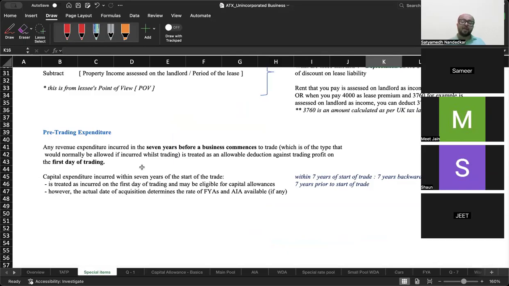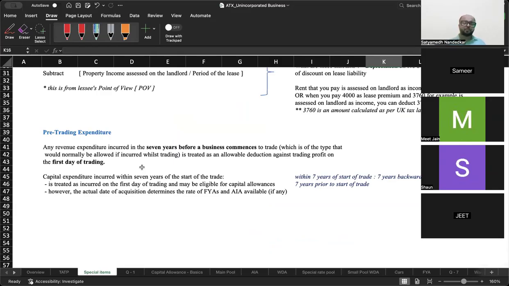Okay. Then there is pre-trading expenditure. Any revenue expenditure incurred in the 7 years before a business commences to trade is treated as an allowable deduction against trading profits on the first day of trading.